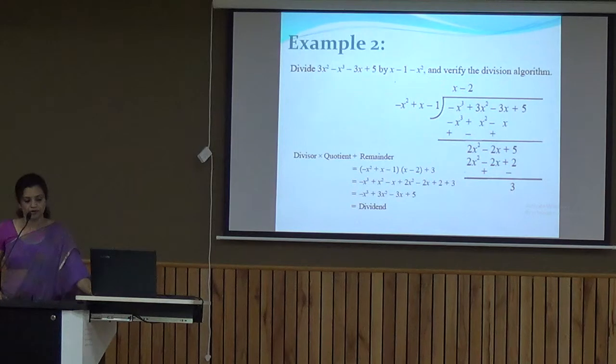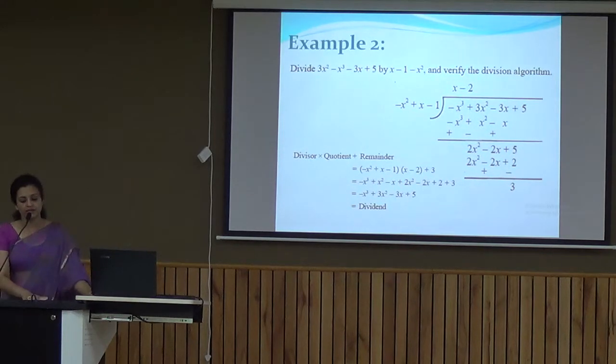Example 2. Divide the given polynomial and verify the division algorithm. Now take a second and look at the polynomial: 3x square minus x cube minus 3x plus 5. Can we divide it like this? You can very well divide like this. But I always suggest, always make the divisor and the dividend both, yes, both should be in descending order. That's a very valid tip that I'm going to give you.